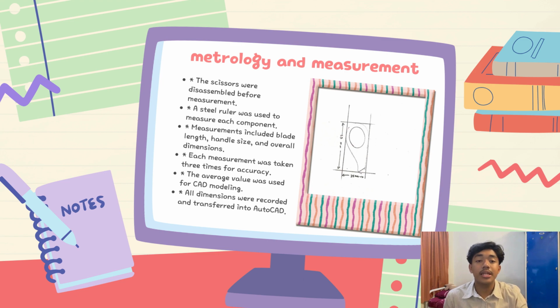So the last slide that I'm going to present is about the metrology and measurement. Before the measurement, the scissors were disassembled carefully, and a steel ruler was used to measure each component of the scissors after the disassembly. The measurements include blade length, handle size, and overall dimensions.